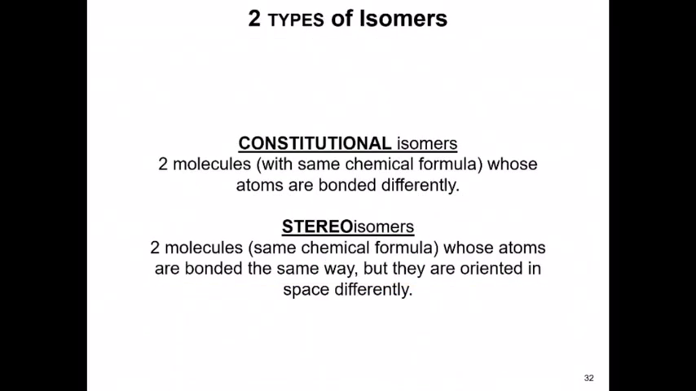There are 2 different types of isomers, constitutional isomers and stereoisomers. Constitutional isomers are molecules with the same formula, but the atoms are connected differently. Stereoisomers, on the other hand, are molecules with the same formula and atomic arrangement, but the atoms are oriented in space differently. This type of isomer will be discussed in greater detail in Chapter 5.